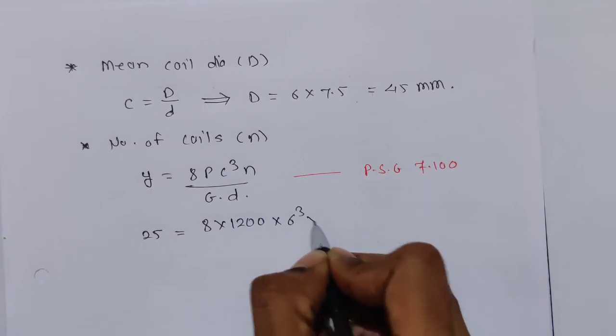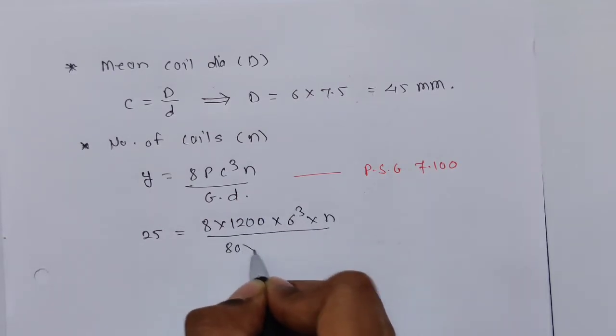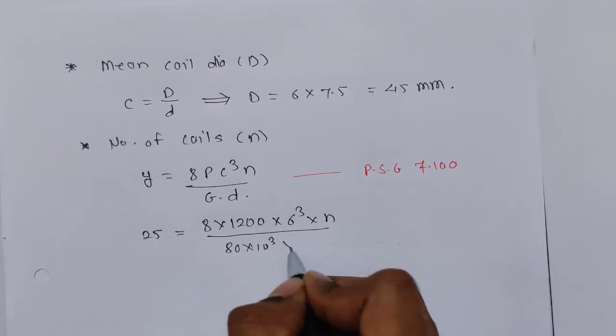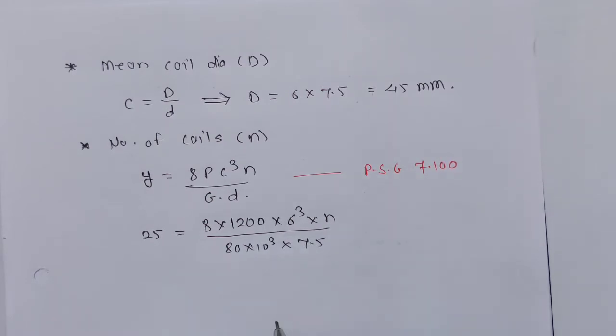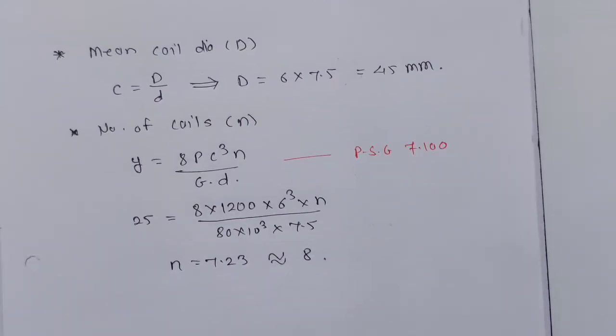C is equal to 6. The number of turns we have to find. G is given as 80 into 10 raised to 3 Newton per mm square. Diameter is 7.5. So from this equation we will find n as 7.23. So we will take 8 turns. Okay, it is turns, so it will be a full or whole number.